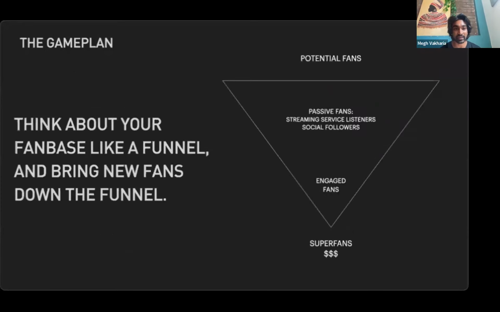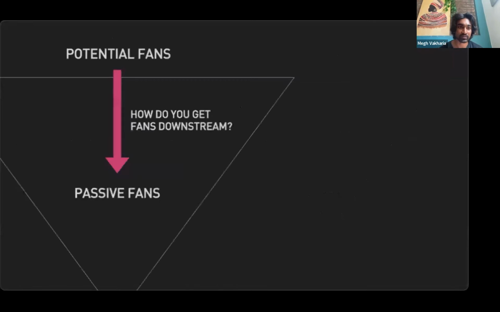The game to play here is how do you get all these potential fans from just being out there and not listening to or engaging with you to a place where they're paying you money. And that's where the magic is and the art of it. There's never one strategy that gets you from here to here, but there are playbooks I've seen over the years. So starting from the top, right?